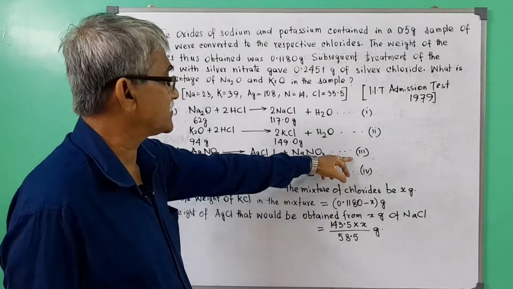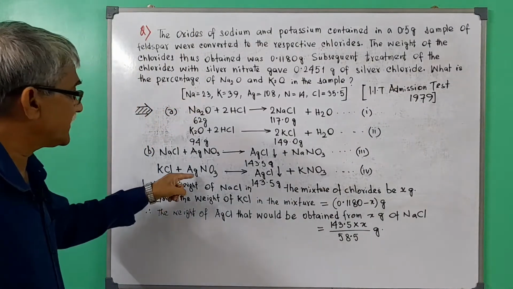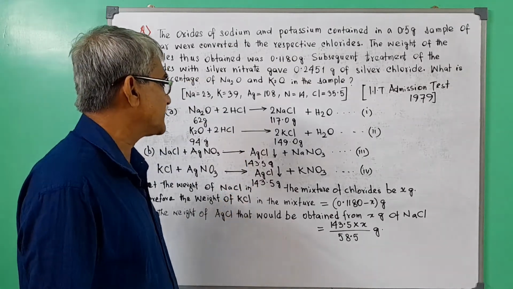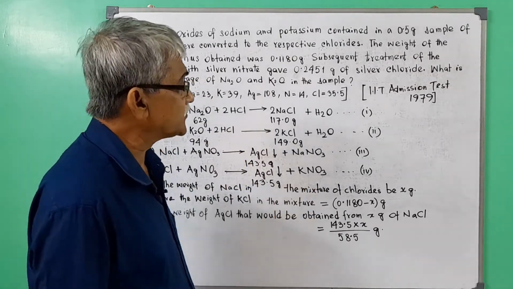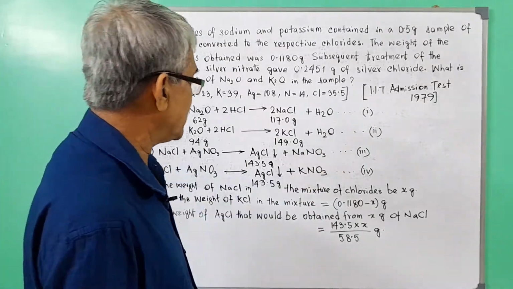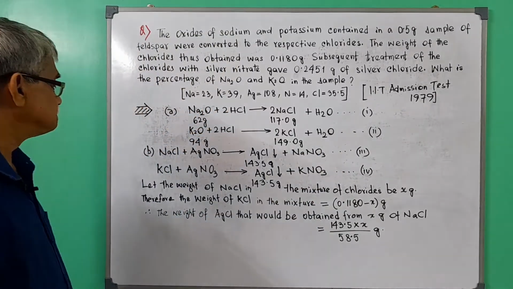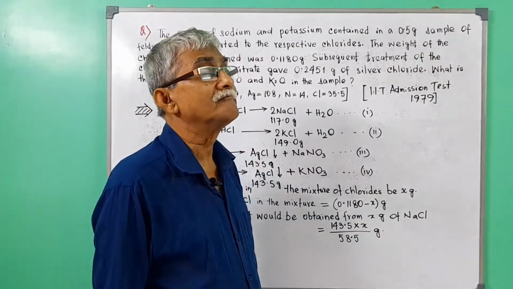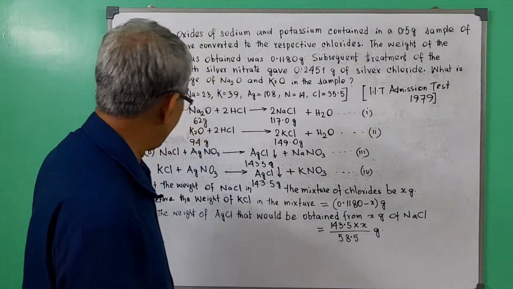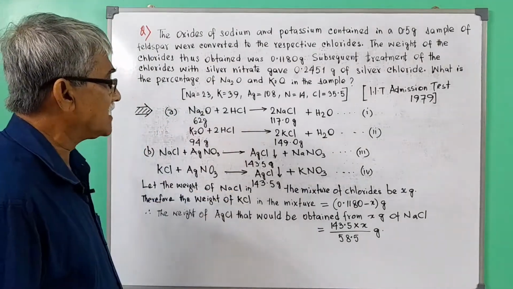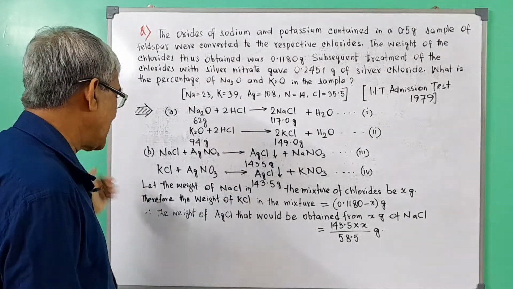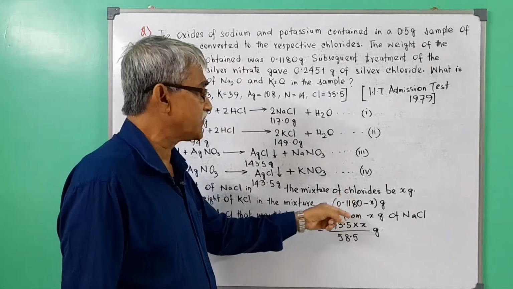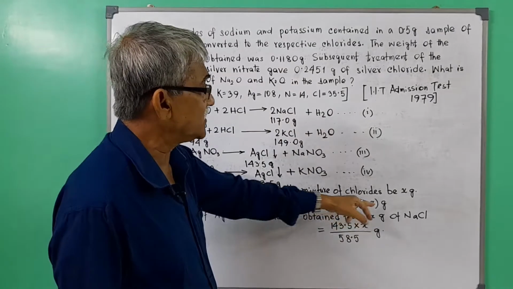So this is equation number 3. And KCl plus AgNO3 precipitates silver chloride once again, 143.5 gram, plus KNO3, which is soluble in water and goes into solution. Equation number 4. Now let the weight of the sodium chloride in the mixture of the chlorides be x gram. Therefore, the weight of KCl in the mixture is equal to the rest, 0.1180 minus x gram.